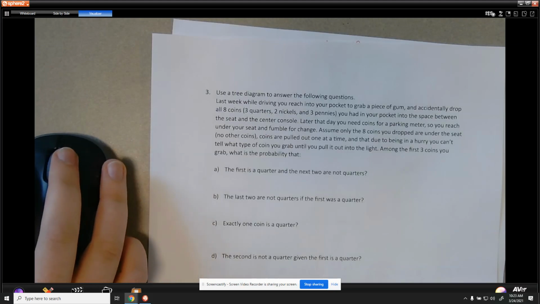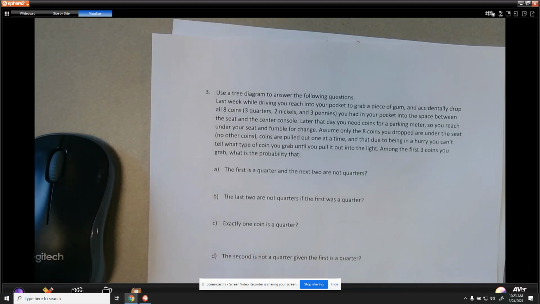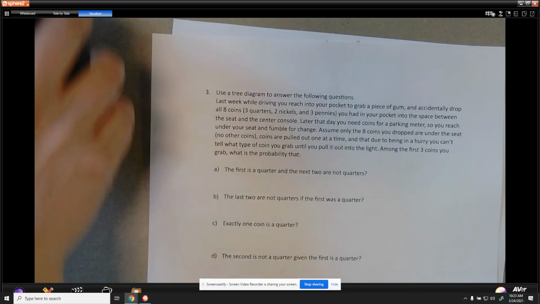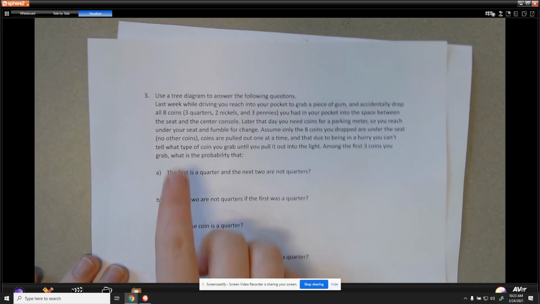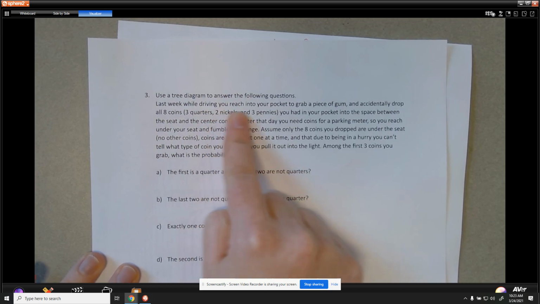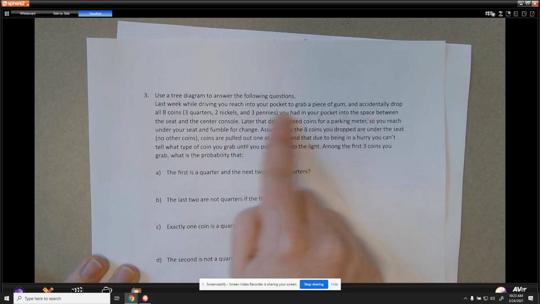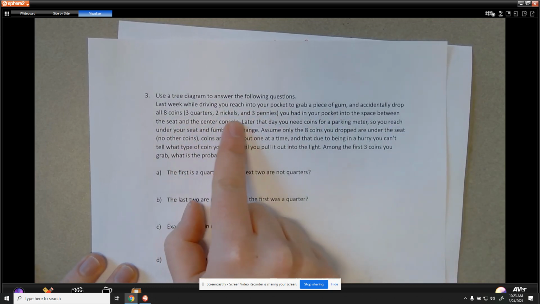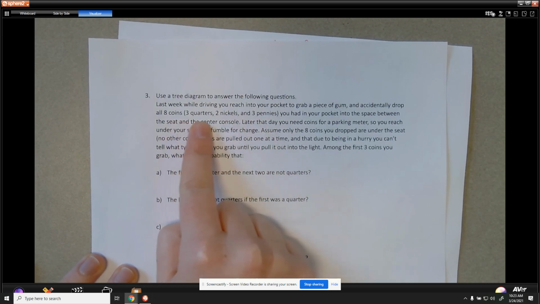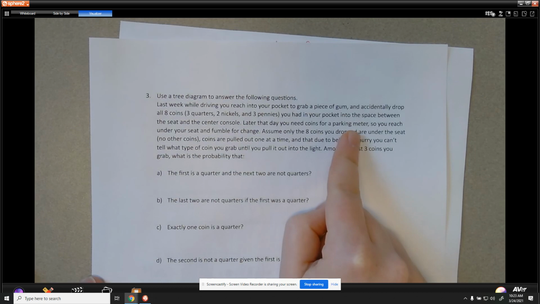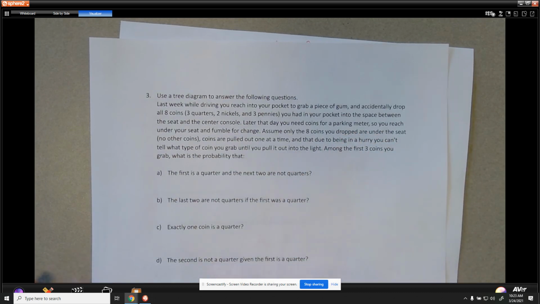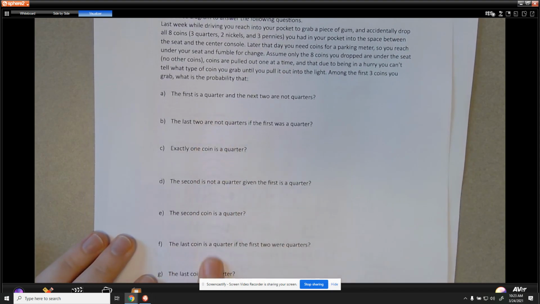All right, everybody, we are moving on to number 3 in your 3.6 homework assignment. So this is a hefty problem, I will be honest. Last week, while driving, you dropped some change from your pocket: 3 quarters, 2 nickels, and 3 pennies. So 8 total coins that you had in your pocket. Then later you needed coins for a parking meter, so you reach down and grab 3 coins, you can't tell which ones are which, and so we want to find the probability of all these things happening.